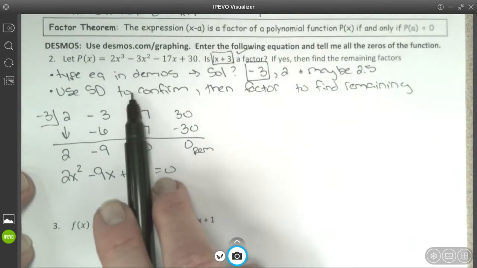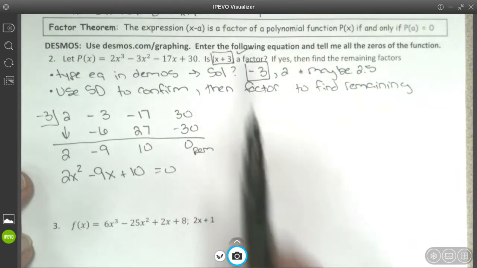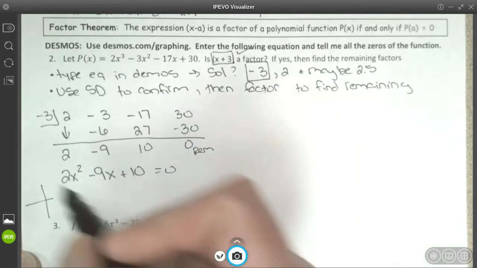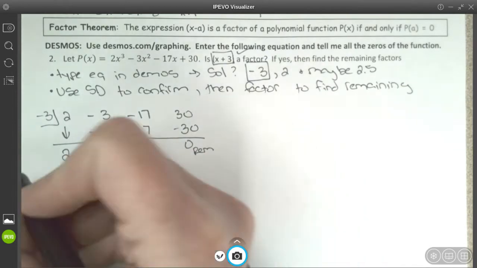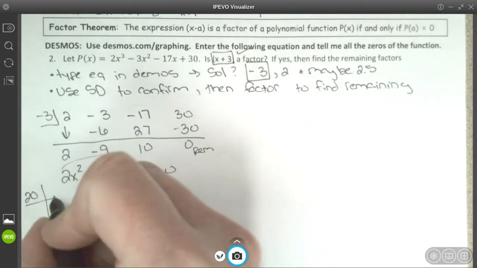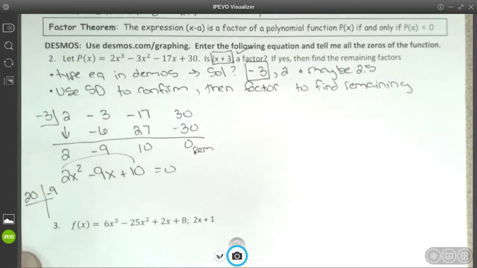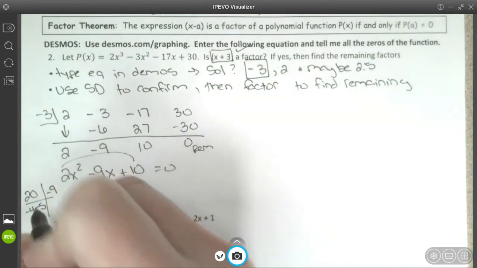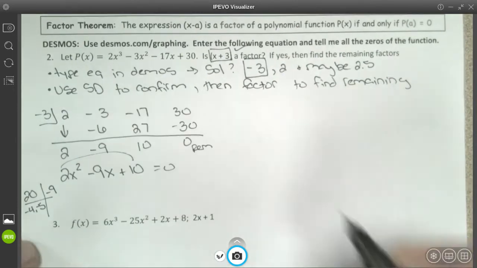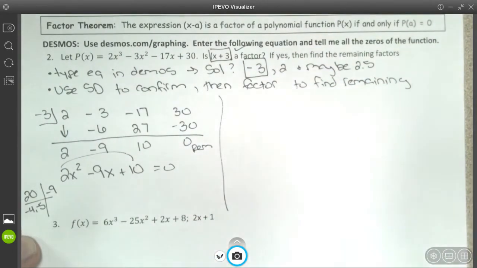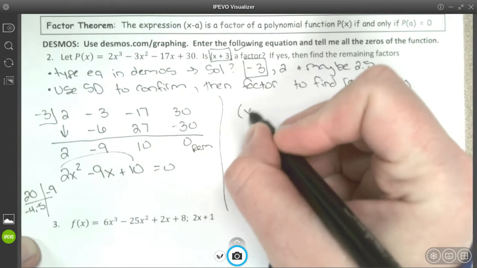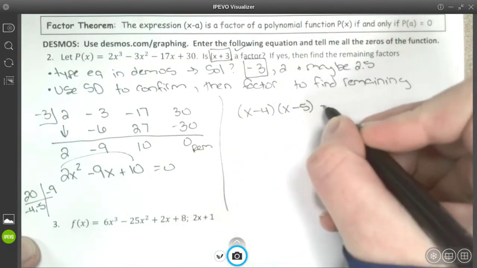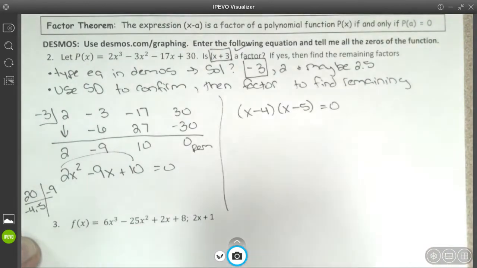After you confirm, then I'm going to factor to find my remaining ones. So when I make an ACB chart, 2 times 10, so I need factors of 20 that add up to -9. So -4 and -5 are my two factors. So I would write this as x minus 4, x minus 5 equals 0.